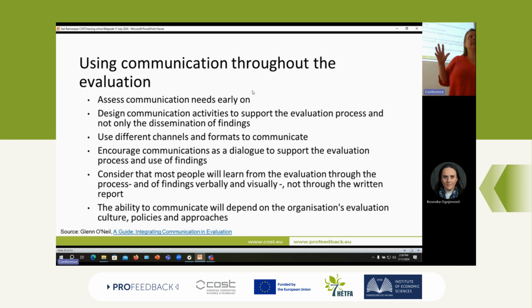We need communication, for example, for supporting data collection, for getting people interested in coming to workshops or to discuss the topic somehow. And then also maybe to distribute interim findings, and to get them to familiarize themselves with the final report.